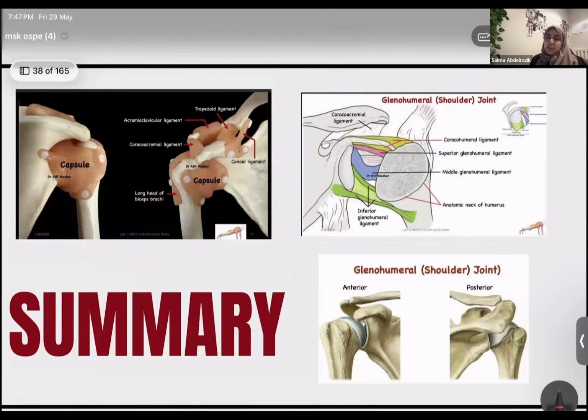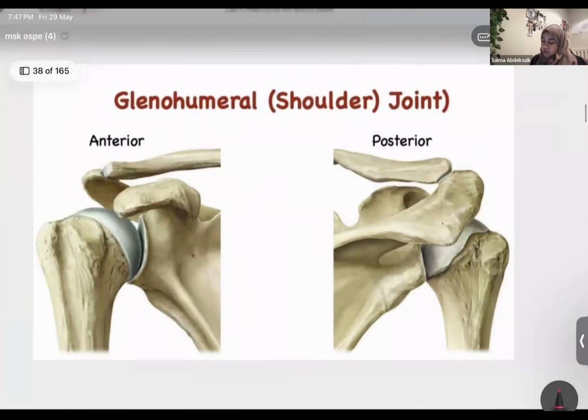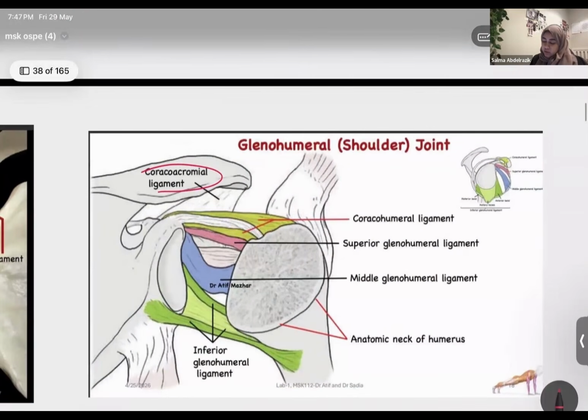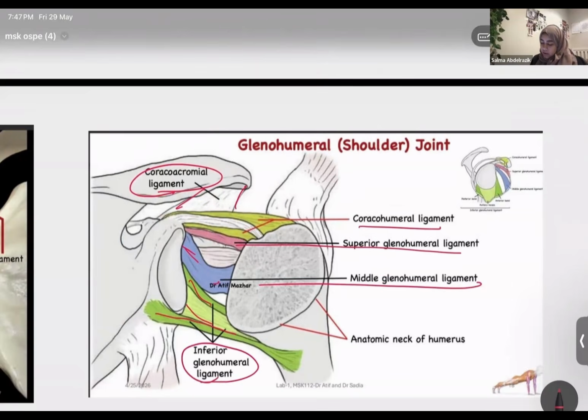Here's a summary, basically pictures I didn't know where to put because we already put like a million. Here's the humerus. This is how it looks from posterior. This is anterior. It fits in there. More things. Coracoacromial ligament connects the coracoid with the acromion. We have the coracohumeral ligament, superior glenohumeral ligament, middle glenohumeral ligament, because it comes from the middle. This is the inferior glenohumeral ligament, because this is the glenoid, so these are under it. This is above it, which is the pink one.